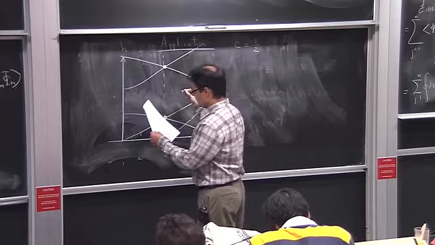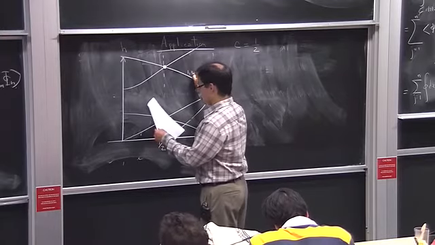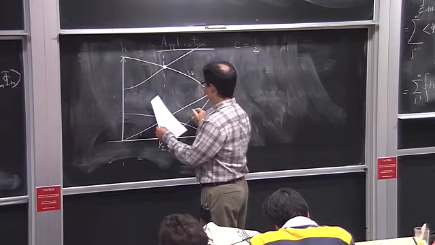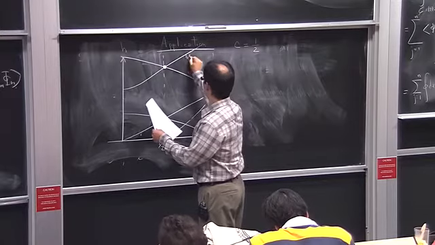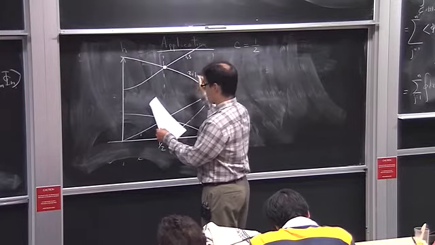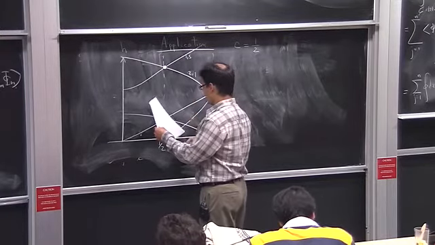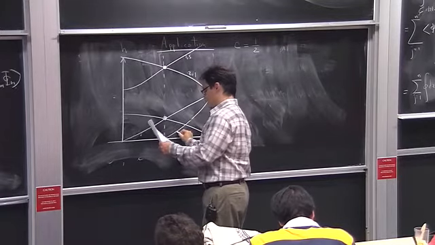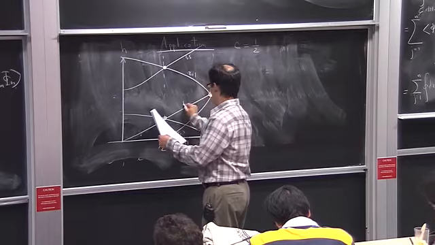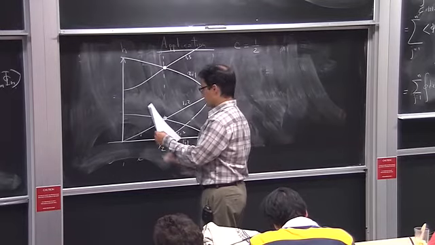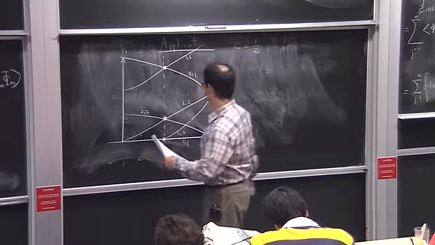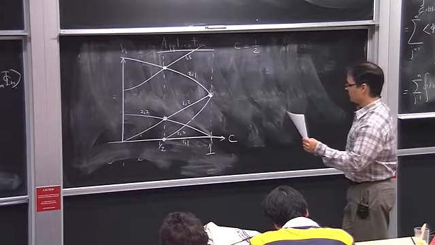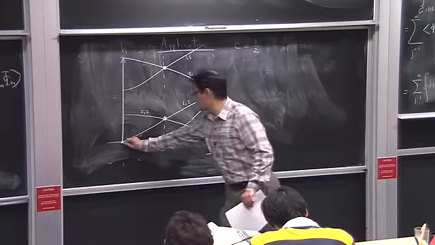So let me see. This one was (1,3). This one was (1,3). This one was (2,1). This was (1,1), of course. This one was (2,3), (1,2), and (2,2). Okay.